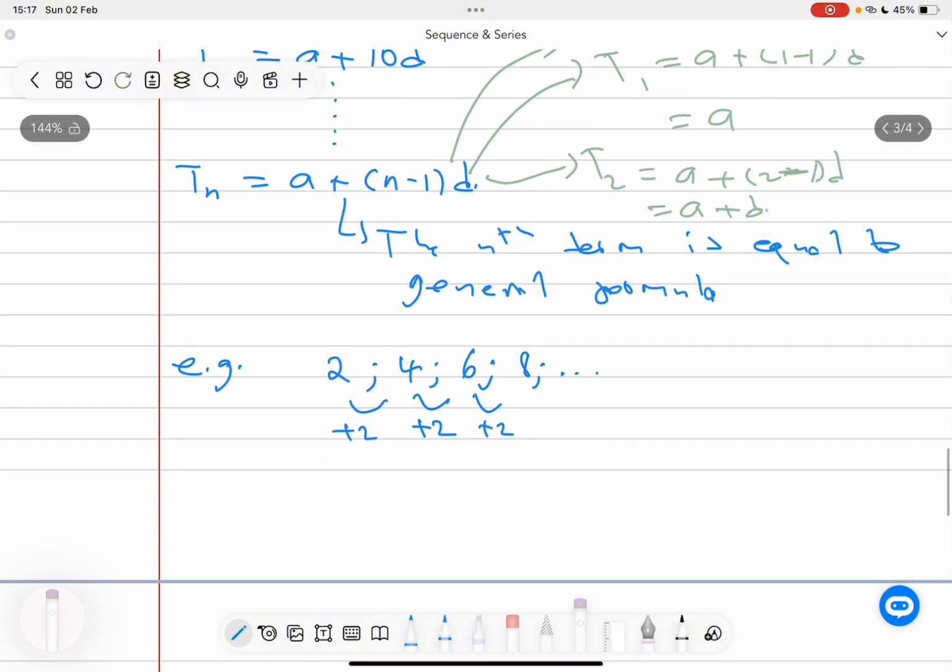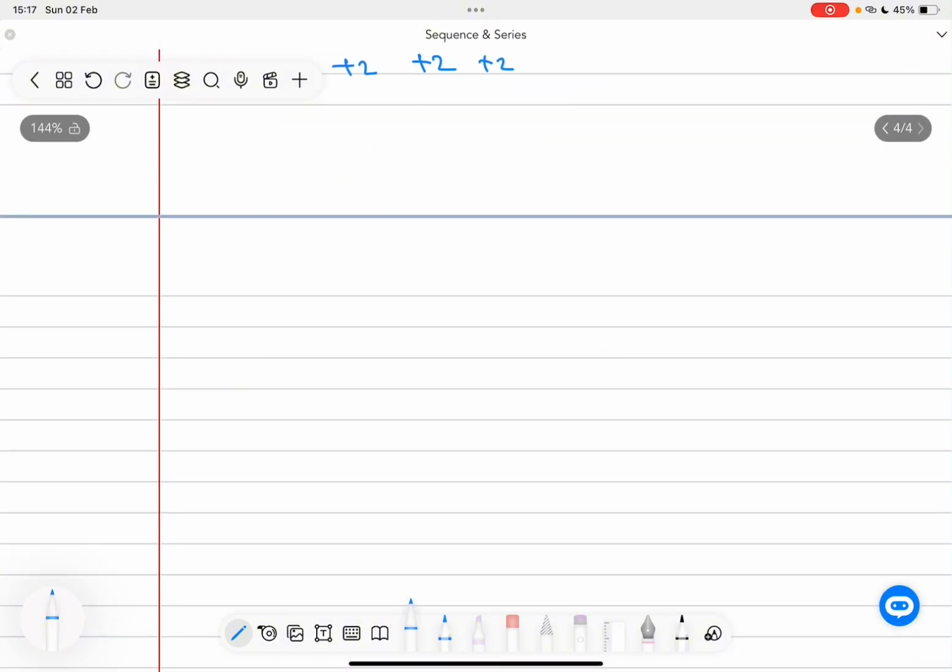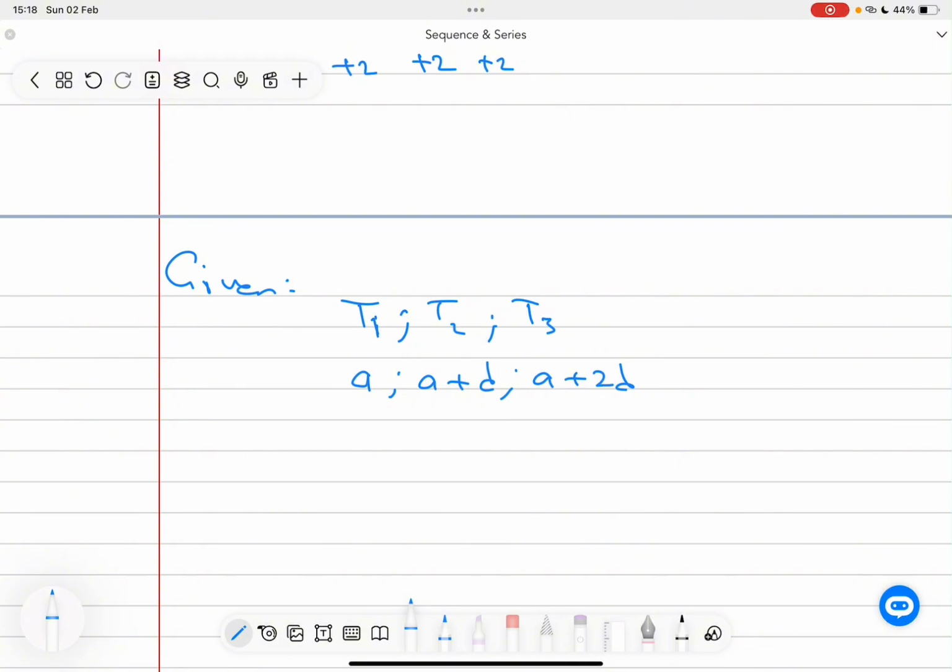Say, for example, we are given an arithmetic sequence such that we have T1 defined by A, of course, and we have T2, which is going to be defined by A plus D, and we have T3, which is defined by A plus 2D. And this continues going on like that because it's an arithmetic sequence.